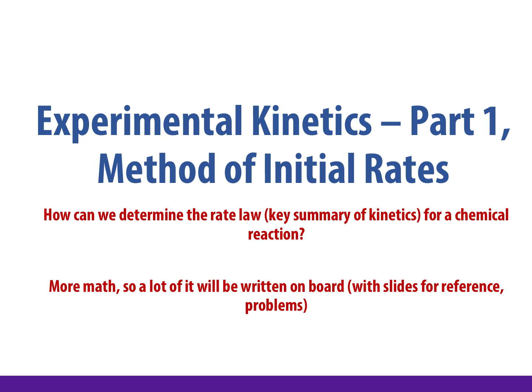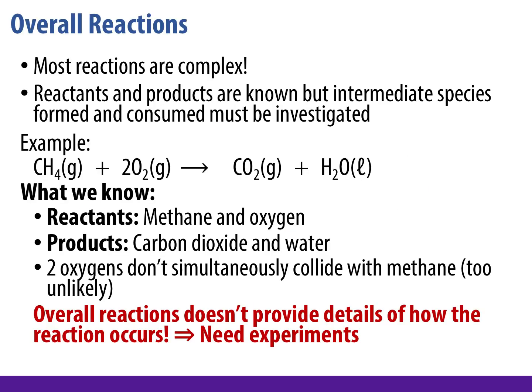Our first topic of chemical kinetics, we're going to start with one key idea. How can we determine the rate law, which is, as we'll see, a key summary of the kinetics of a chemical reaction, for a particular chemical reaction? The starting point here is that reactions are complex. We know the reactants and products, but the balanced chemical equation, like the combustion of methane here, doesn't tell us anything about the steps by which the reaction takes place. So we're going to need experiments to figure out exactly how reactions occur.